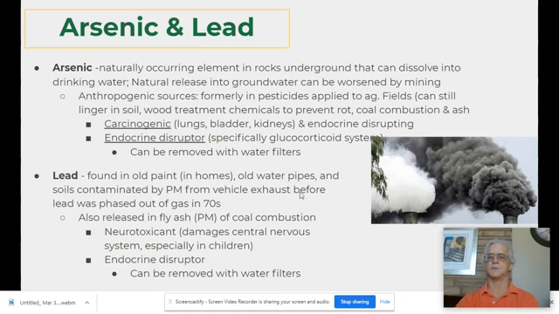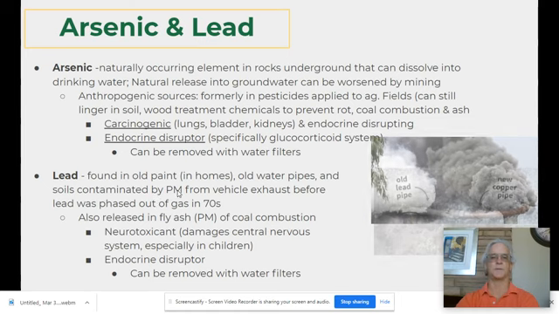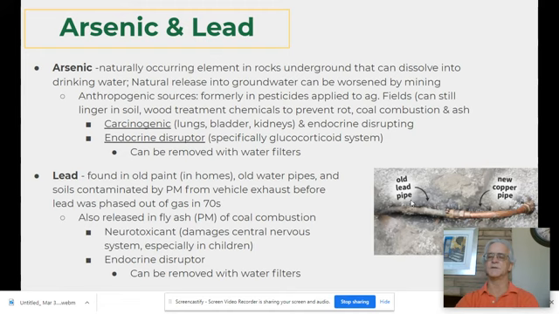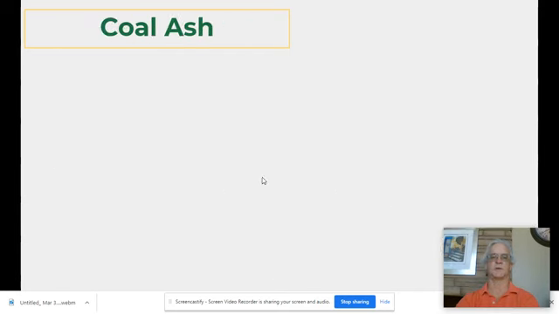So let's make sure we get it out of the system. This is an old lead pipe. This is a new copper pipe. Make sure your home, if it was built before the 1970s, does not have any old lead pipes in it.